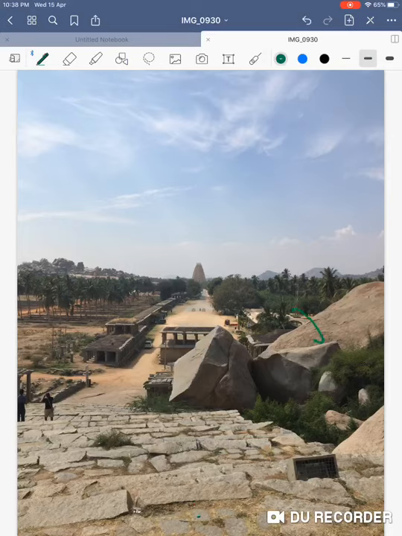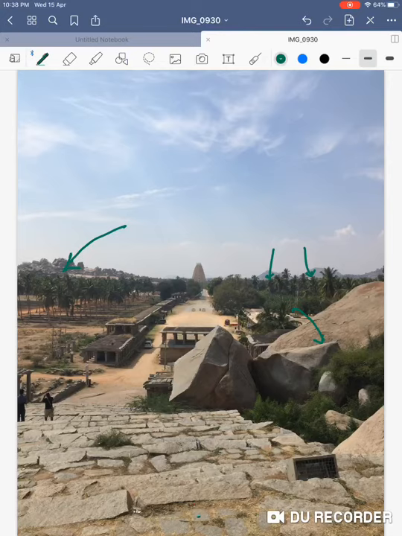So this entire place is very, very rocky. You can see these rock mounds, right? And all these hills right here, these are very, very, very rocky places. So how were these temples made? They were all made using these bricks.